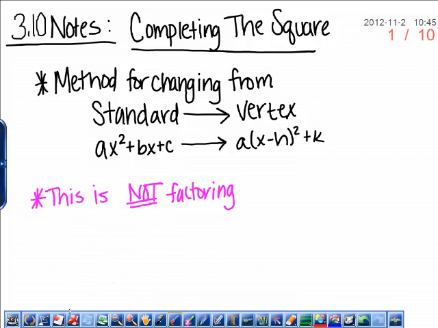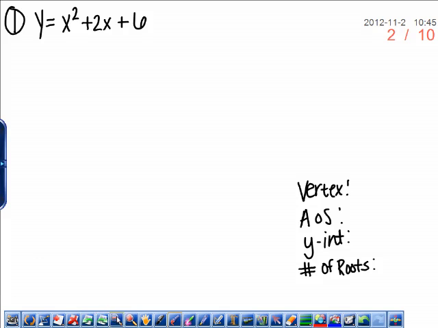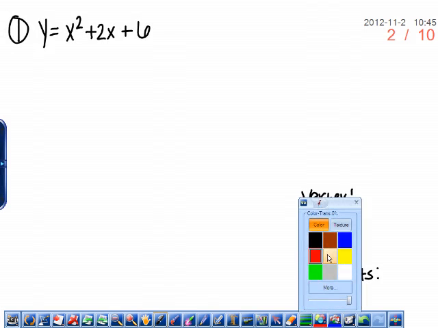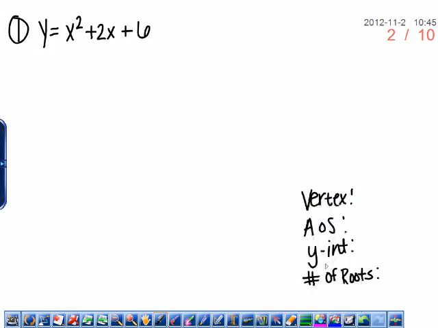Here's our first one. y equals x squared plus 2x plus 6. Do you agree that this is in standard form? Let's go ahead and get this written down. You can save that till the end. At the end, once we get it in vertex form, we're going to talk about it a little bit.